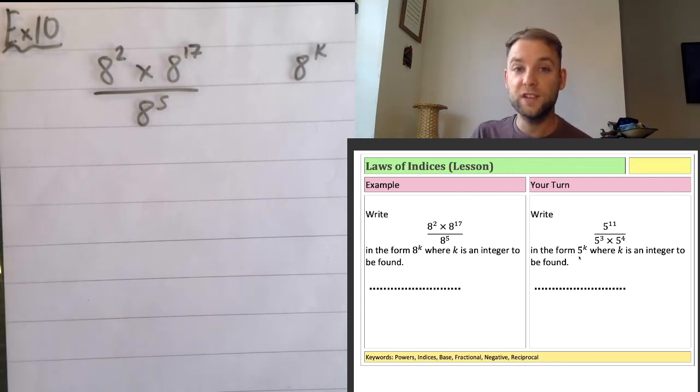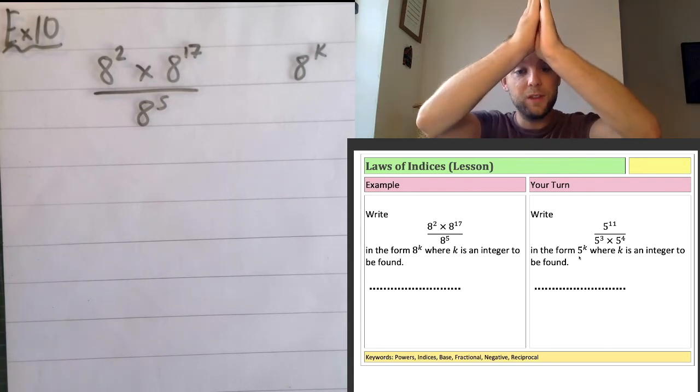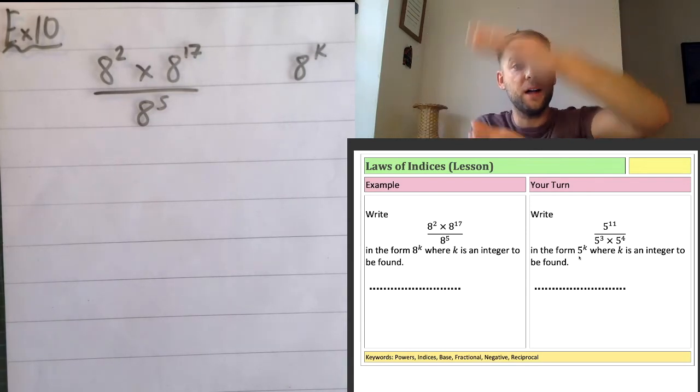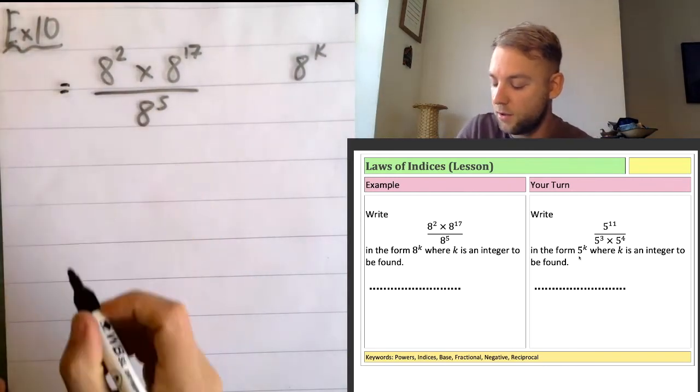So the first thing I'm going to do, we've got 2 stages here. I'm going to do the top first, okay, and do the addition law, and then I'm going to do the bottom and do the subtraction law. So I'm going to write them underneath each other. This is the correct way to do things in maths.